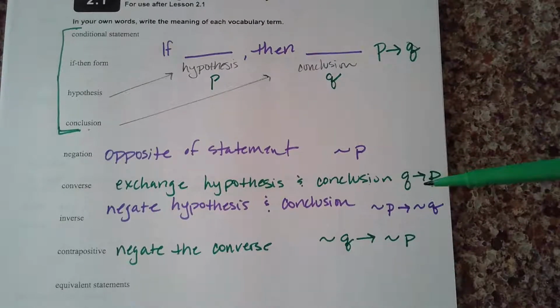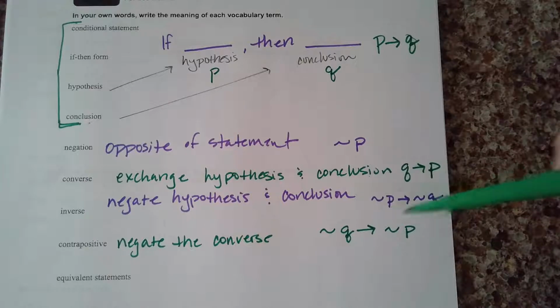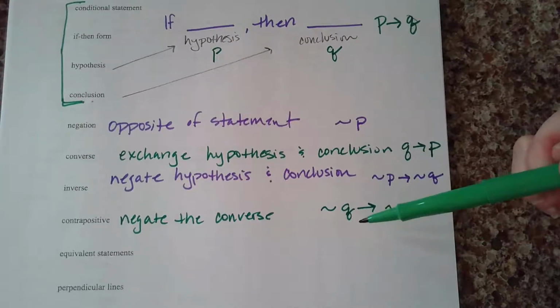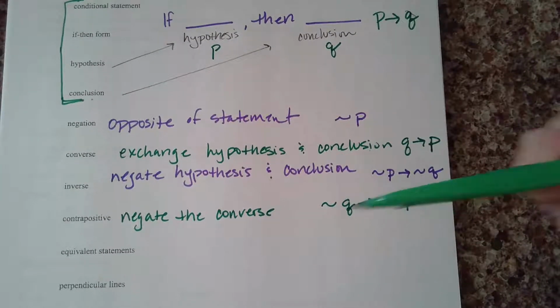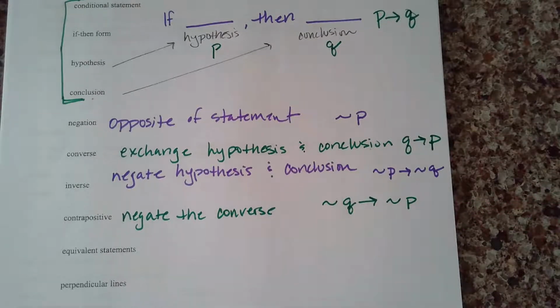Converse would just be you switch them around. Inverse means you keep them in the right order, but you make them the opposite, or not. And then contrapositive is where you flip them and negate them. So you kind of do both. All right, so that's fun, right? Now we're going to talk about some other, hopefully less confusing things.